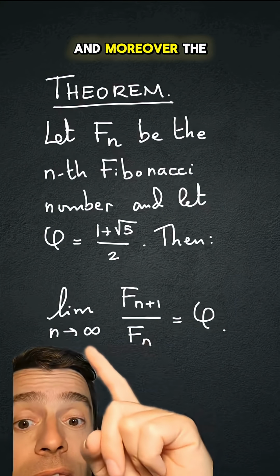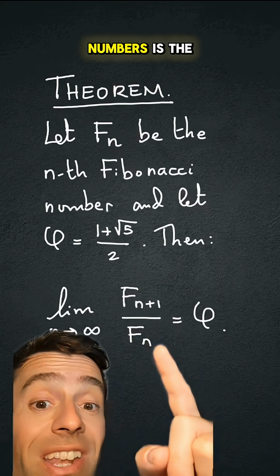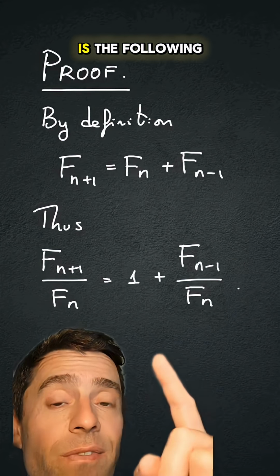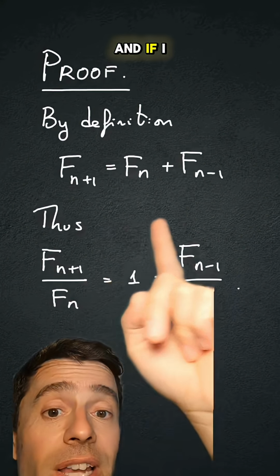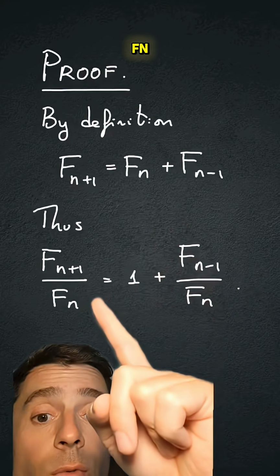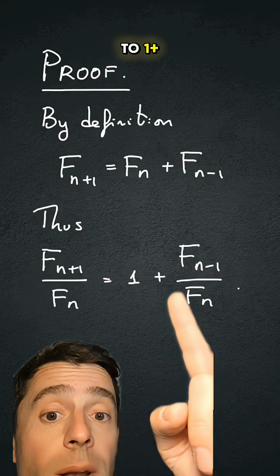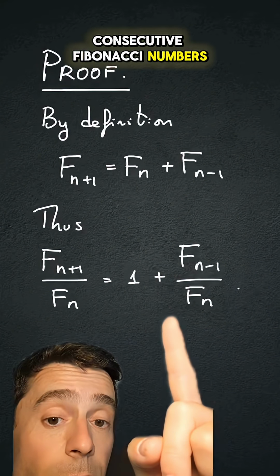And moreover, the limit as n goes to infinity of this sequence of consecutive Fibonacci numbers is the golden ratio. And the reason for that limit is the following. Here is the very definition of a Fibonacci sequence, and if I divide throughout by f_n, what I get is a ratio of consecutive Fibonacci numbers is equal to 1 plus the reciprocal of a ratio of consecutive Fibonacci numbers.